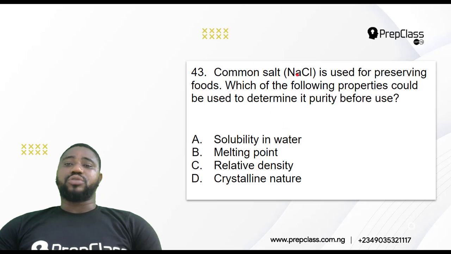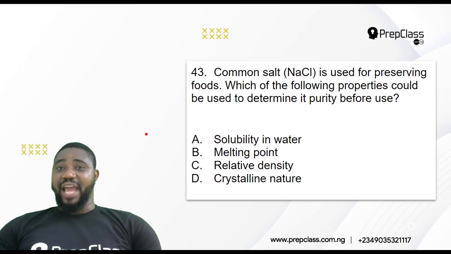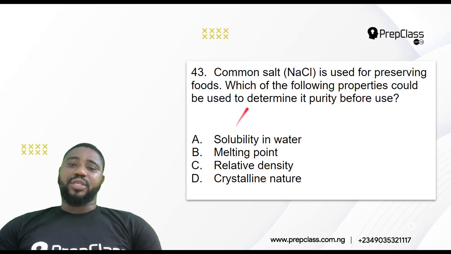43. Common salt, NaCl, is used for preserving foods. Which of the following properties could be used to determine its purity before use? We use it to rub on meats, chicken, and fish to preserve them from decay. So when you rub salt on the fish or meat, it prevents microbial attack, because any microbe that attacks that foodstuff will become dehydrated. It's going to lose water and die off.